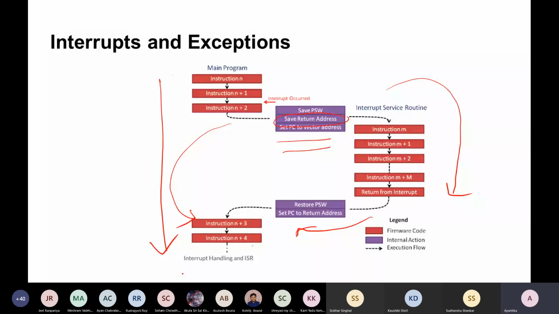Now with this idea, I think you understand that whenever there is an interrupt, that interrupt is taking a considerable amount of your execution time.